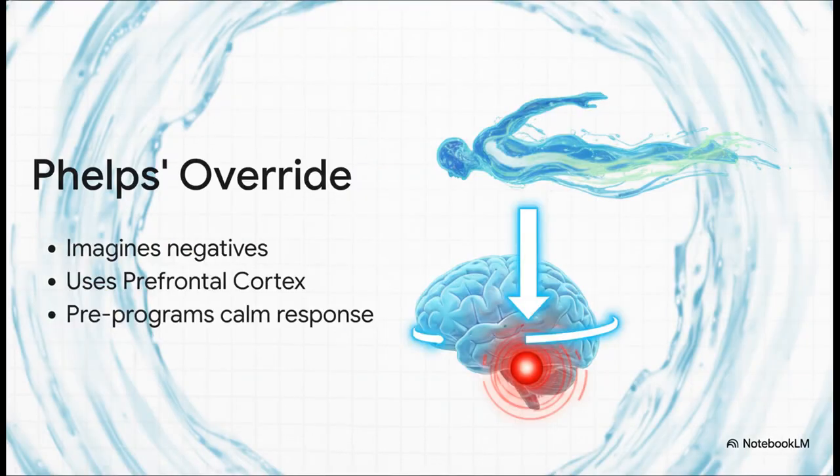Then you've got Michael Phelps, who used a completely different framework, something we can call a prefrontal override. Phelps famously used to imagine all the terrible, negative outcomes that could happen during a race, like his goggles suddenly breaking and filling up with water. By visualizing the worst-case scenario, he utilized his highly evolved prefrontal cortex to exert top-down control over his emotional brain. He basically pre-solved the disaster before it even happened. That way, if a crisis actually hit, his brain wouldn't panic. It would just execute a calm, pre-programmed response.